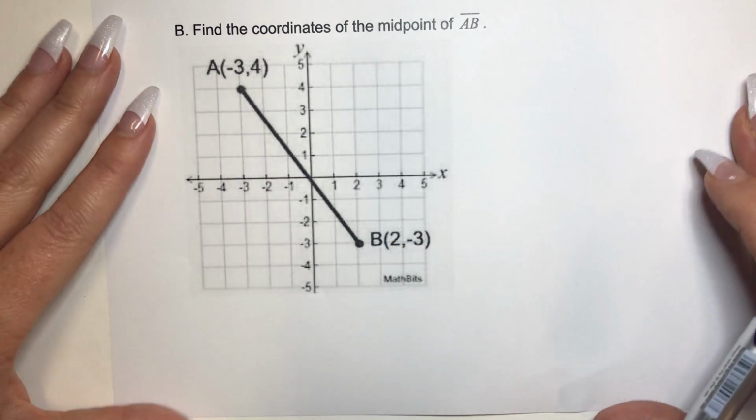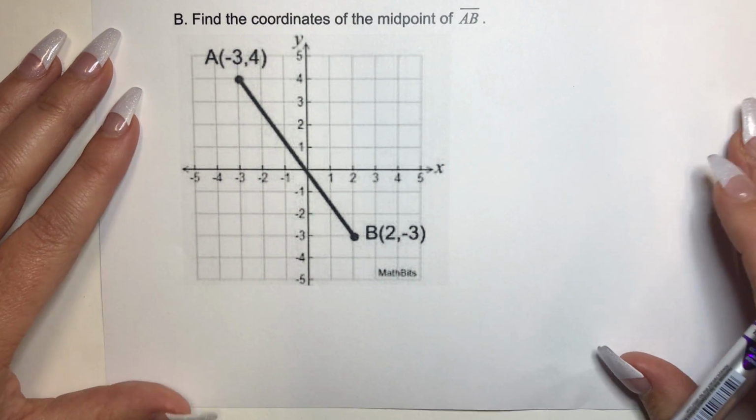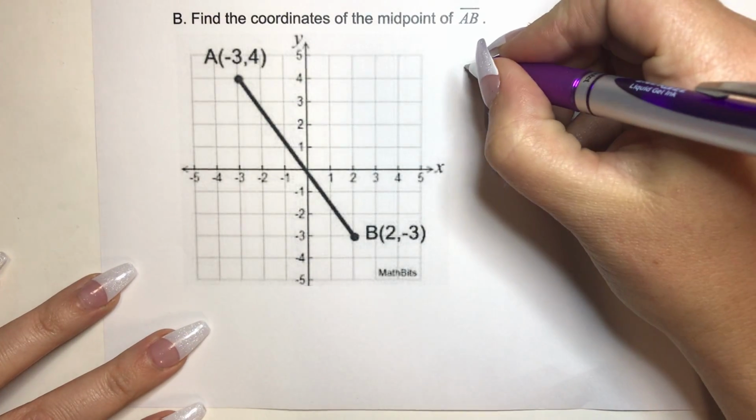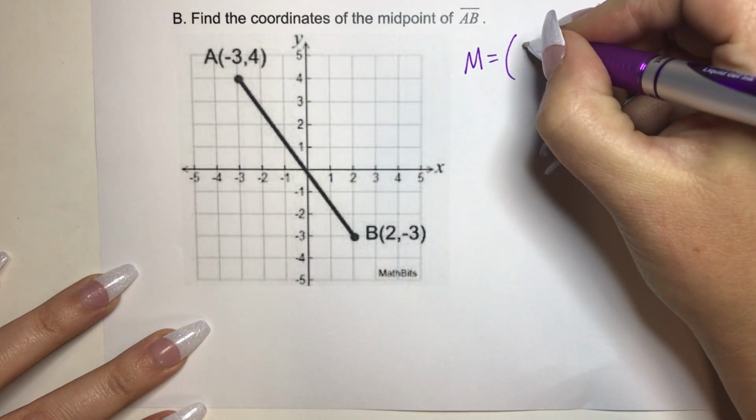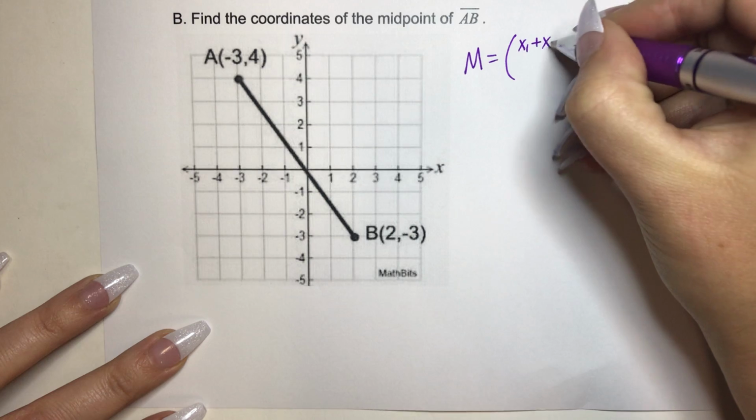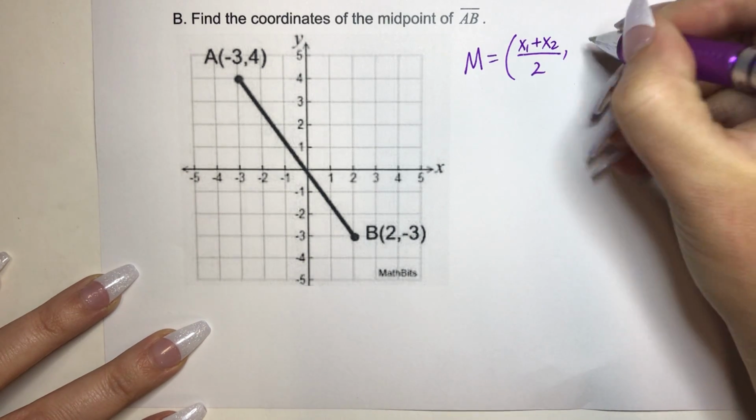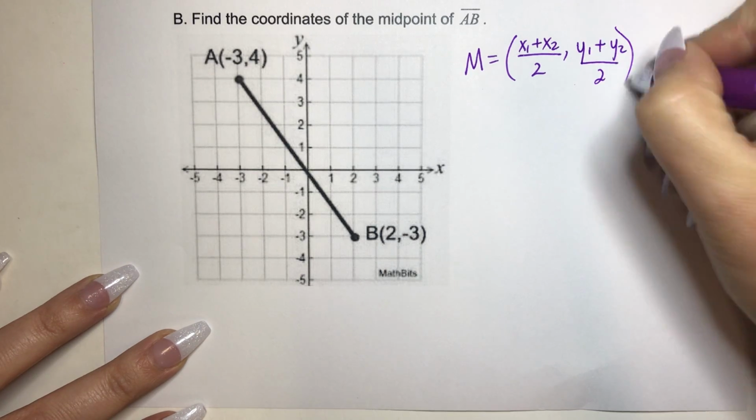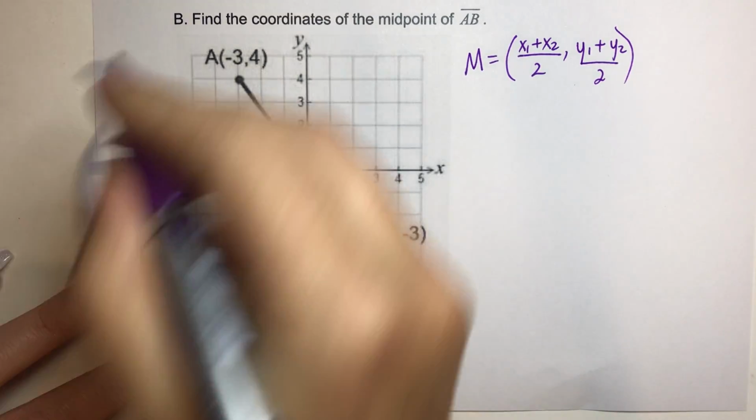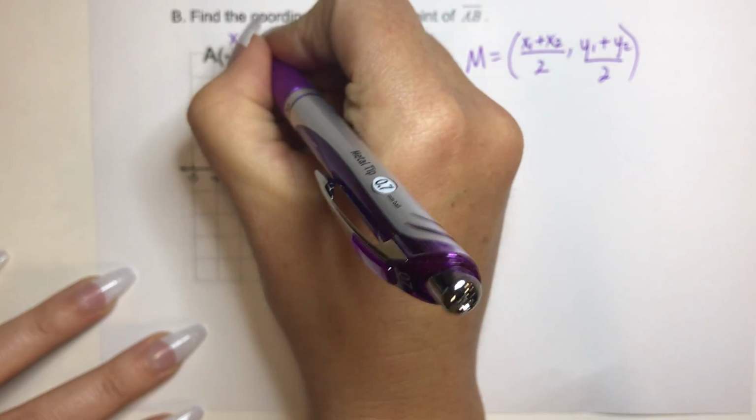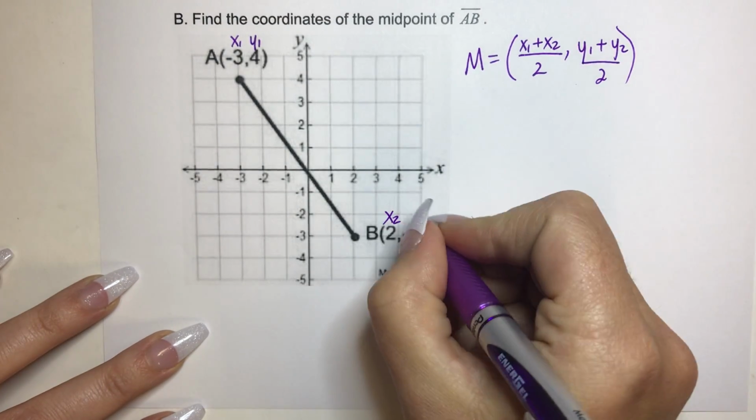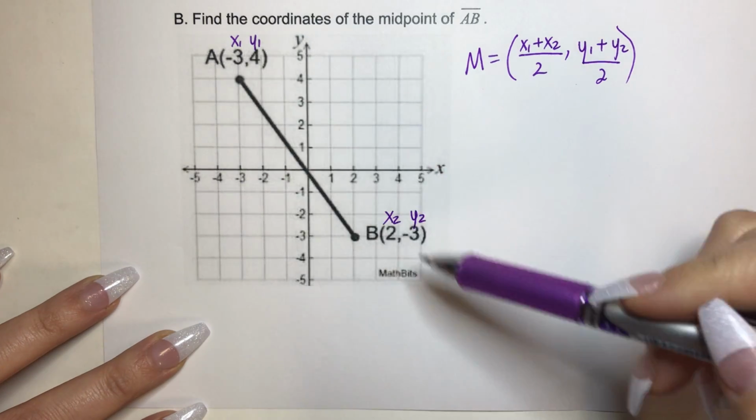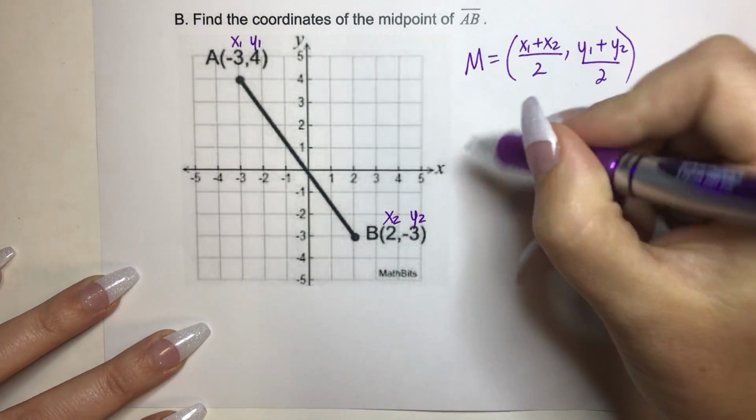Let's try this again. So it says find the coordinates of the midpoint AB. Okay, I'm going to write down that midpoint formula first. M equals the average of the x values and the average of the y values. Okay, I'm going to label. So I'm going to call this my x1, this my y1, this my x2, this is my y2. So every single problem, I want to see this formula. I want to see you defining your terms here. Then we substitute it in.